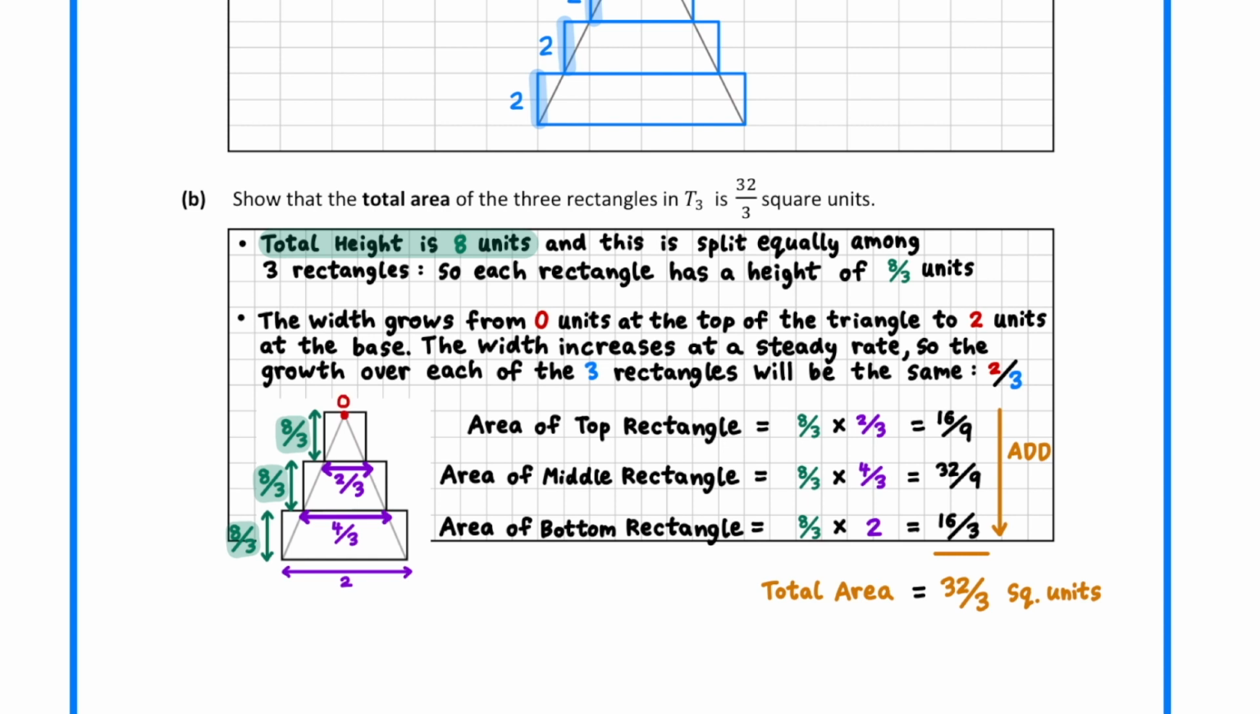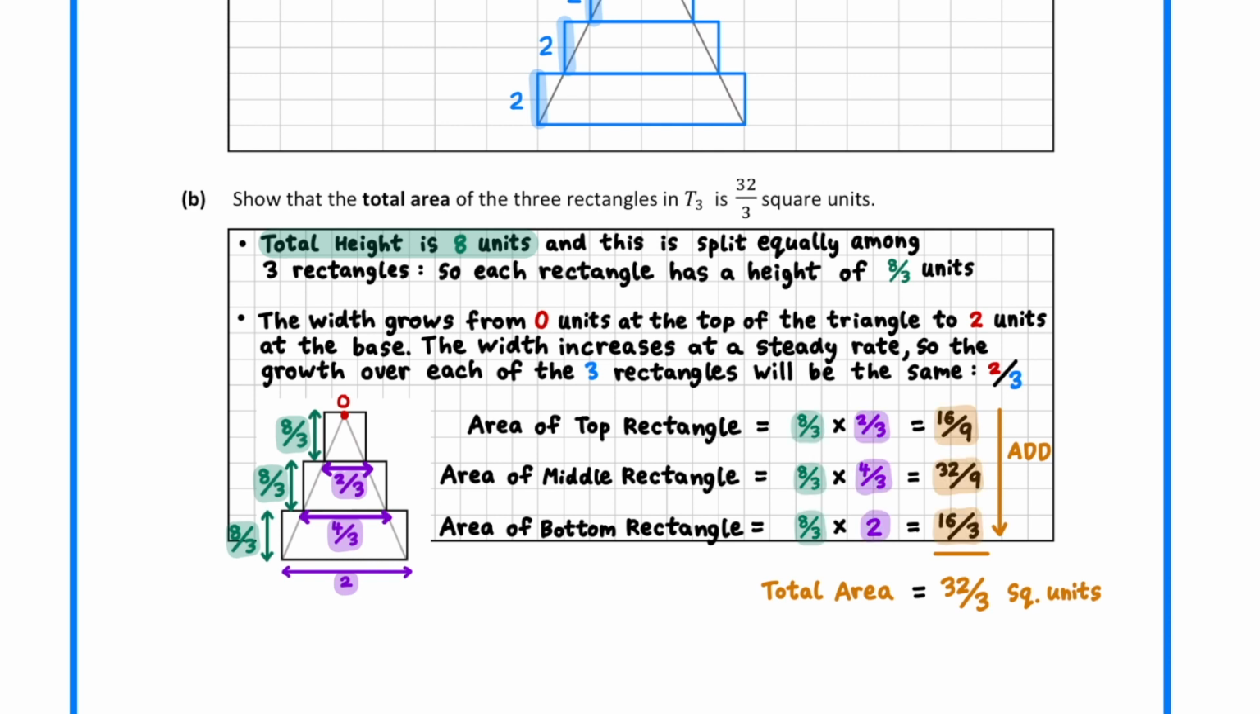The width of the triangle grows from 0 units at the top to 2 units at the bottom. Since the width grows at a constant rate, the growth in the width over each of the rectangles will be the same, 2 over 3 units. This tells us that the top rectangle has a width of 2 over 3, the middle rectangle has a width of 4 over 3, and the bottom rectangle has a width of 6 over 3, which is equal to 2.